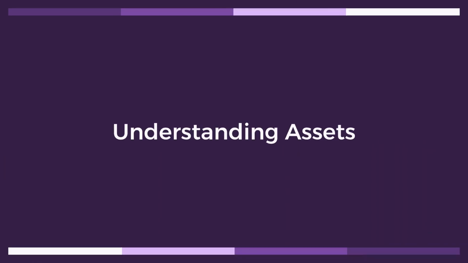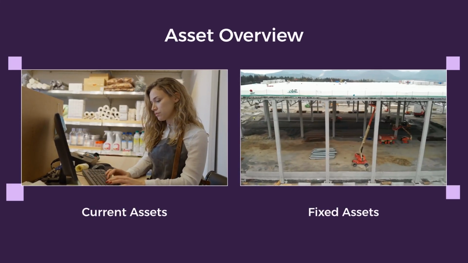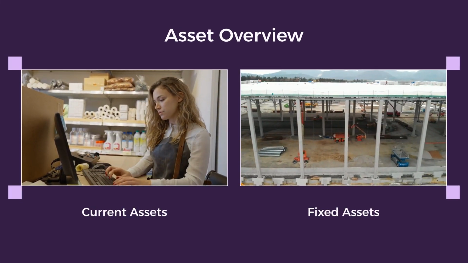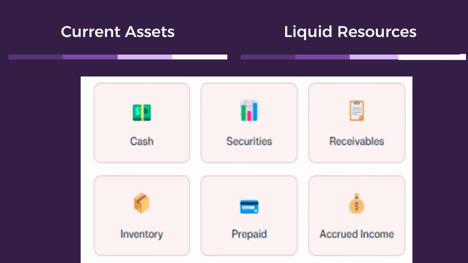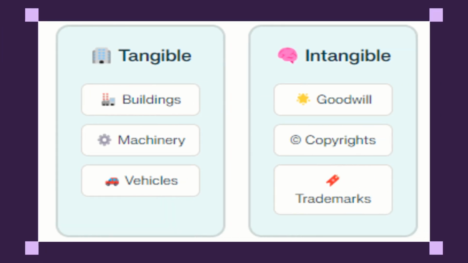Next, let's move to the asset side of the balance sheet. Assets are what the company owns. They are classified into current assets, fixed assets, and long-term investments. Current assets are easily convertible to cash within a year, such as cash, marketable securities, and inventory. Fixed assets are long-term assets, divided into tangible assets like land and machinery, and intangible assets like patents and trademarks.